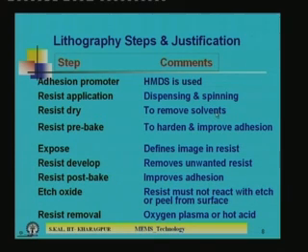Why liquid? Because you have to spin, and if it is not liquid you cannot spin on the surface. So, after spinning, the solvents are removed by drying the photoresist. Next step is a resist pre-bake. That drying means when you are spinning, automatically the solvents will be evaporated. After that, at a certain temperature you have to pre-bake the film to harden it and improve the adhesion.